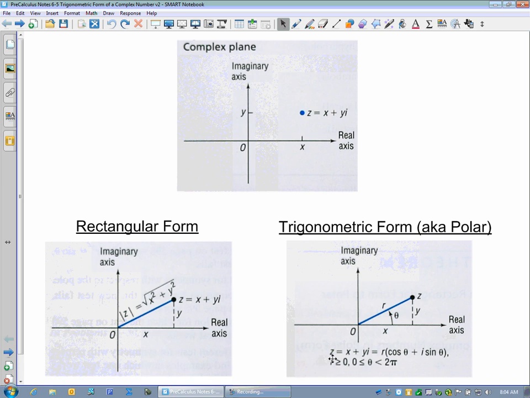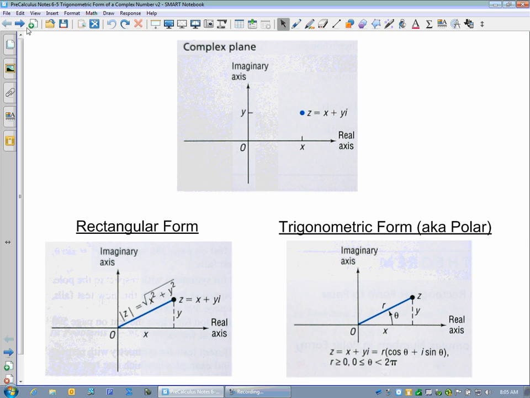So you see here, z can be either x plus yi, or we're going to see in a second why, it's r times cosine theta plus i sine theta. And when we talk about the trigonometric form or the polar form of complex numbers, we do want to restrict our radius to a positive number, or actually a non-negative number. It can be greater than or equal to 0. And we want to have our theta between 0 and 2 pi, or for degrees, 0 and 360 degrees.